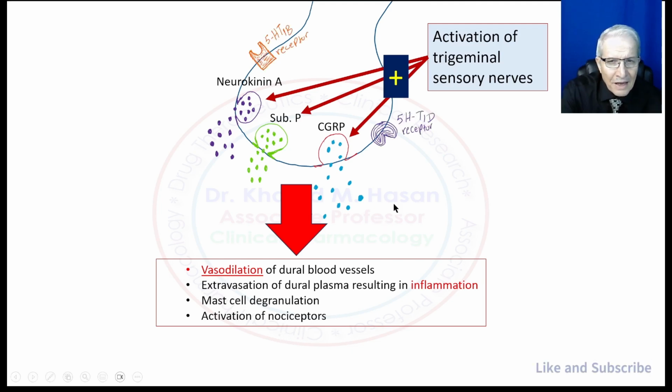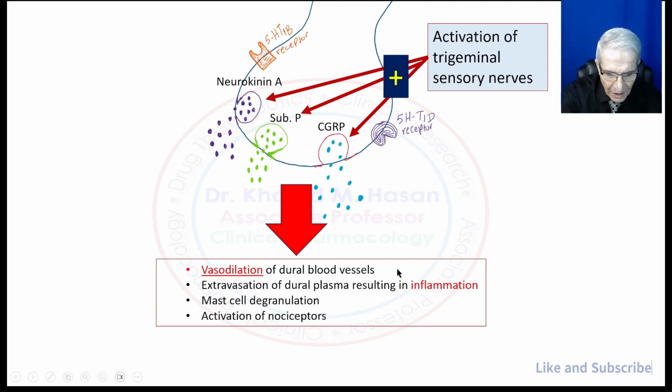Okay. Again, we need to look at the slide here. In the preganglionic nerve, we have two main types of receptors belonging to the serotonin receptor family. You can see it on the graph. We have the serotonin receptor 1B, 5-HT1B. HT stands for 5-hydroxytryptamine receptor. Then we have the 5-HT1D receptor. So we have two main receptors on the trigeminal nerves.